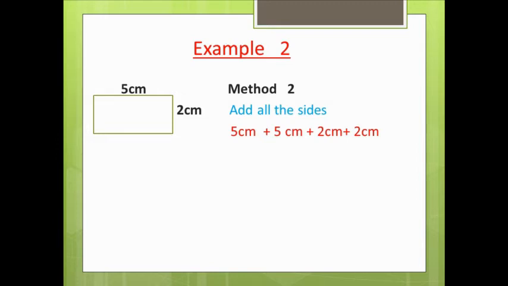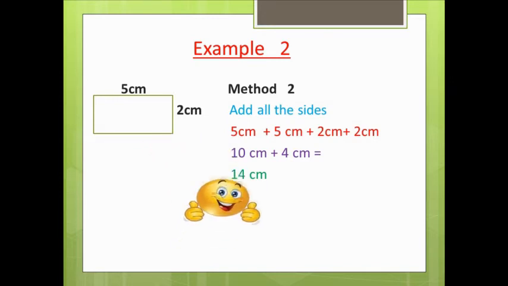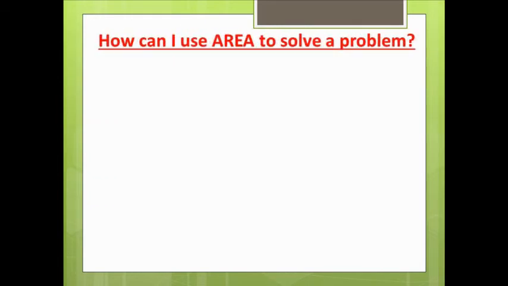Now this one is very easy, we are only going to add all the sides. You can see there we add 5 centimeters plus 5 centimeters plus 2 centimeters plus 2 centimeters. Then you are going to get 10 centimeters plus 4 centimeters. We get 14 centimeters. That is very easy, boys. Our next item is, how can I use area to solve a problem? Again, how can I use area to solve a problem?